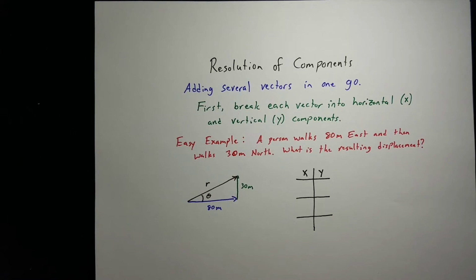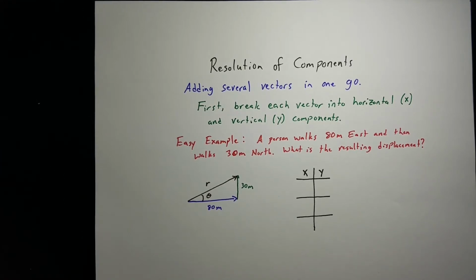Hi, this is Kaylee, and let's talk about a method we use in physics if we have multiple vectors that we have to figure out the resultant of. It's called the resolution of components, and it's an alternate method that we can use instead of something like the law of cosines.